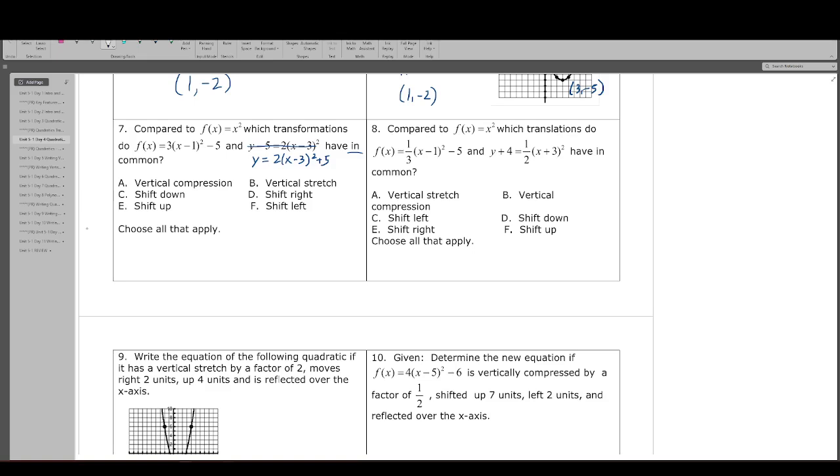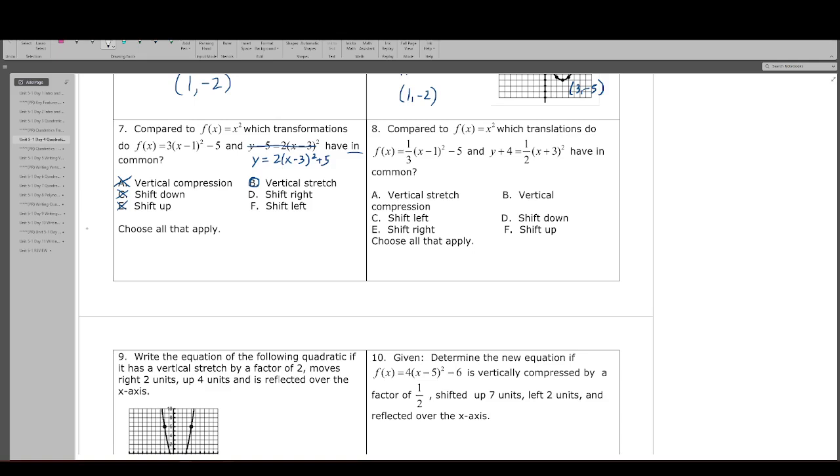So it says vertical compression. Well, 3 and 2 are both stretches, so we're not going to count that one. Vertical stretch, yes, they are both vertically stretched. Shifted down. This one has a minus 5 on the left and a plus 5 on the right. So they're not both down or both up. They go one up, one down.